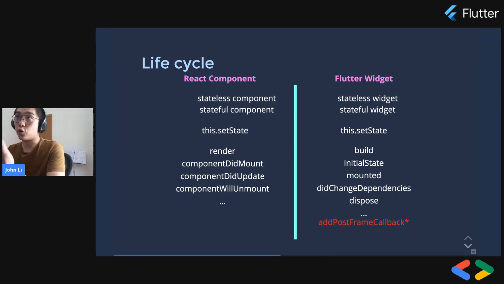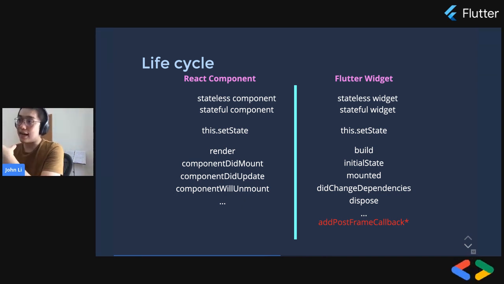And you can mutate your local state. Every time your local state is mutated, the render function in React will be triggered. The build function in Flutter widget will be triggered. And also we have some comparable life cycles in React, like should component update. We have update life cycles like component did update, component will unmount. There are similar ones in Flutter, like did change dependencies, mounted and dispose, deactivate, also initial state.